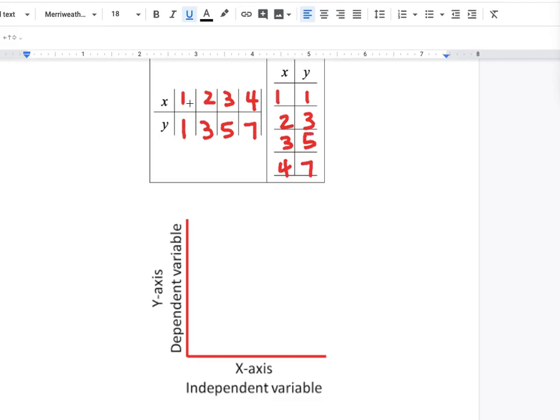Okay. Now, here's where people get a little confused. How do we change this table into points on a graph? Well, very easy. From a vertical table, all we're doing is we're changing those pairs into an ordered pair. This way.